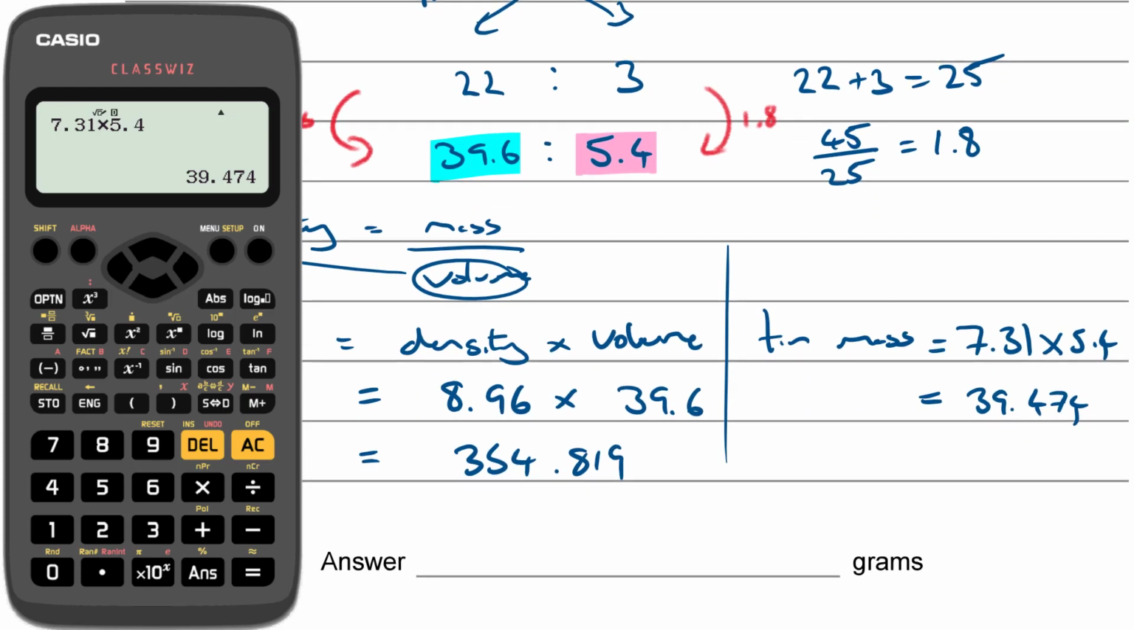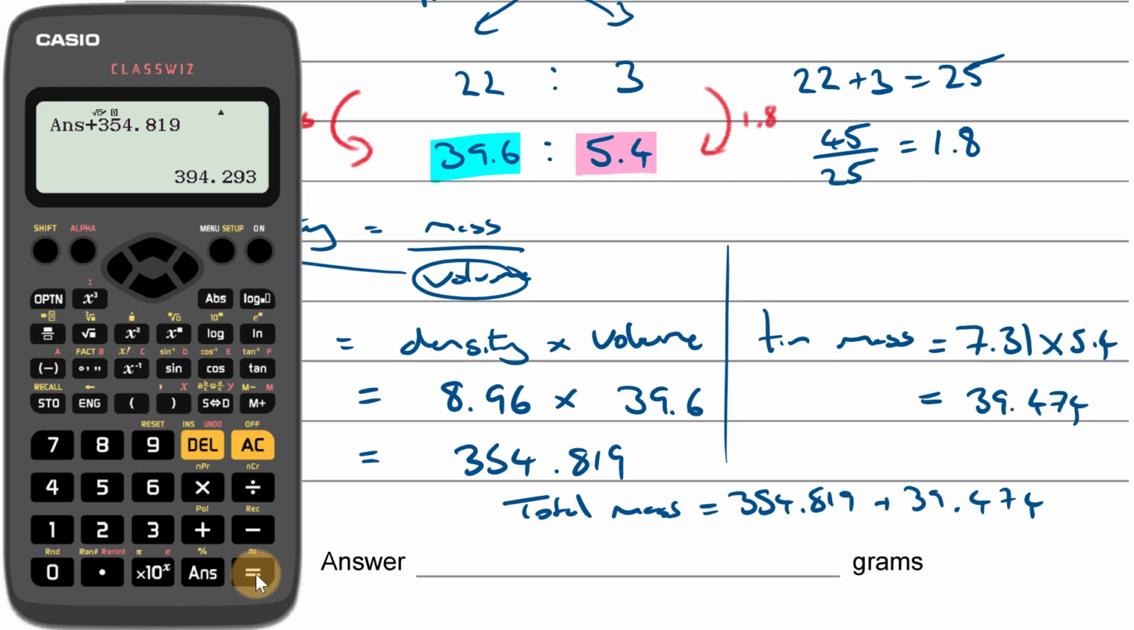Okay, so then the total mass is going to be those two added together. Total mass is 354.819 plus 39.474. So adding those together, 354.819 plus 39.474 comes out to be 394.293. Just going to round that off to three significant figures now. Going to use the first three digits then, 394 grams. It's close enough.